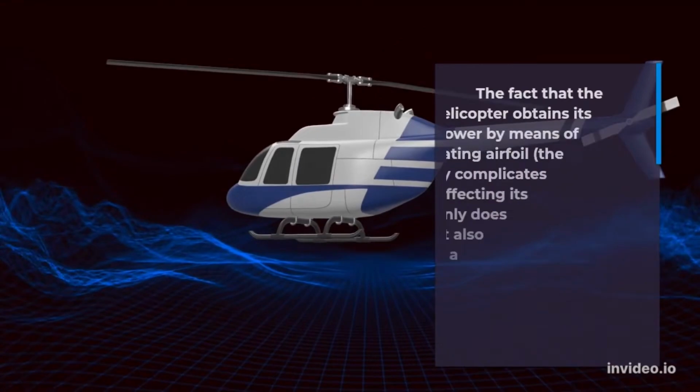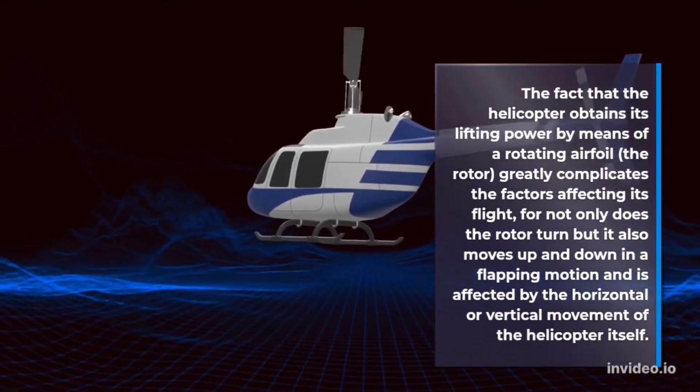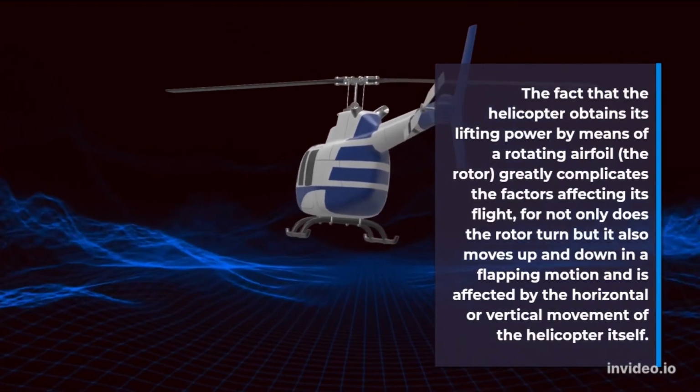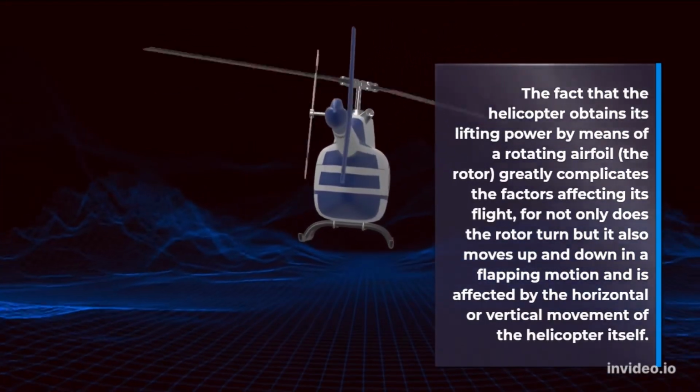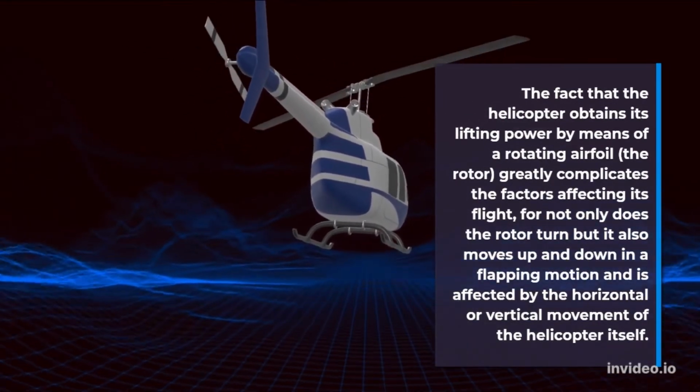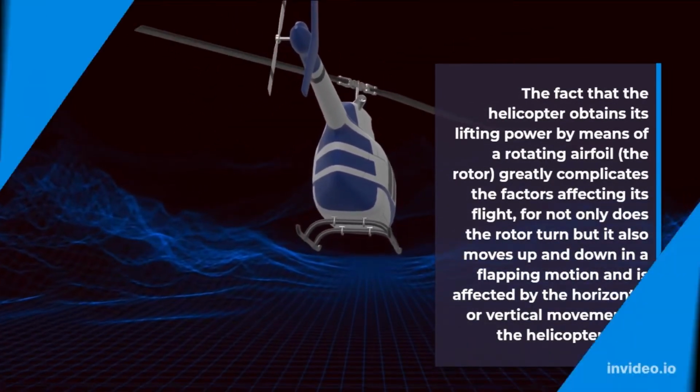The fact that the helicopter obtains its lifting power by means of a rotating airfoil, the rotor, greatly complicates the factors affecting its flight, for not only does the rotor turn but it also moves up and down in a flapping motion and is affected by the horizontal or vertical movement of the helicopter itself.